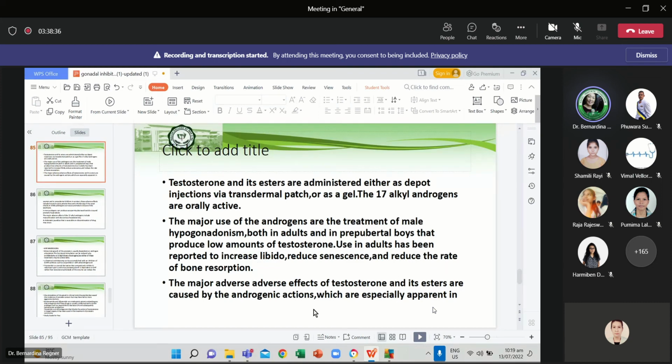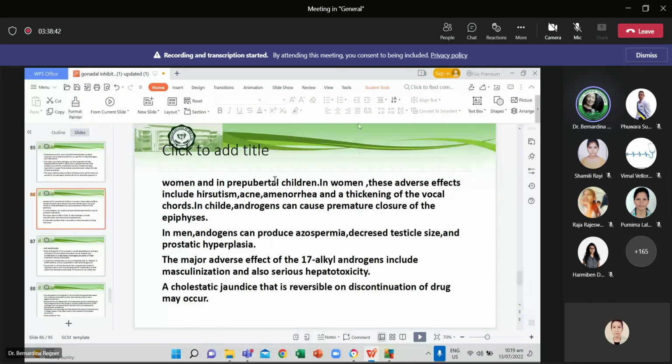The major adverse effects of testosterone and its esters are caused by the androgenic actions, which are especially apparent in your women and in prepubertal children. In women, these adverse effects include hirsutism. You are a woman. Do you want to have this? Hirsutism, acne, amenorrhea, thickening of the vocal cords. In children, androgens can cause premature closure of the epiphysis.